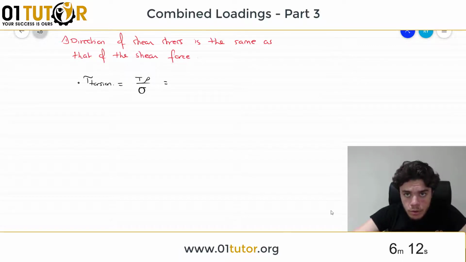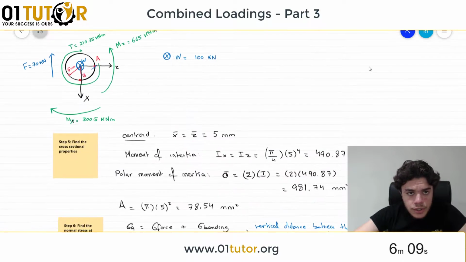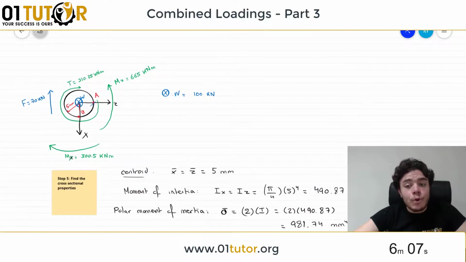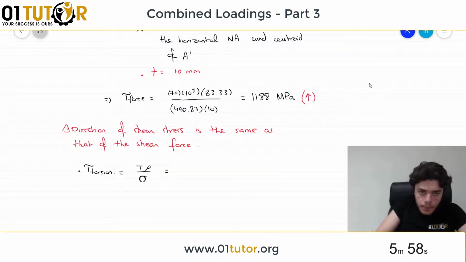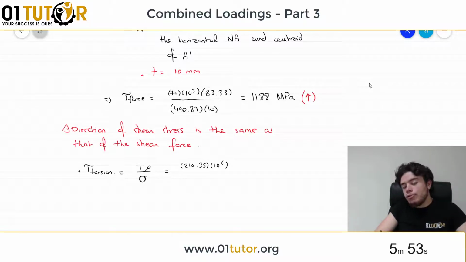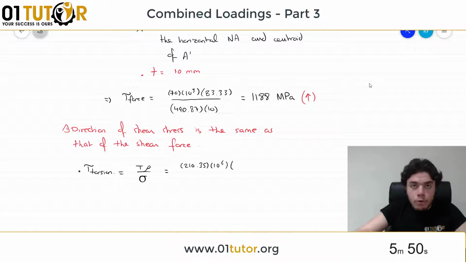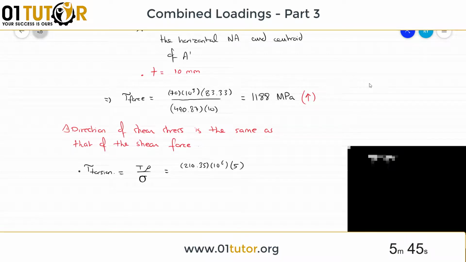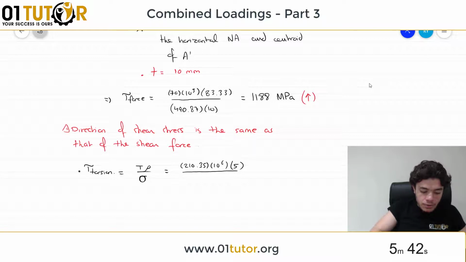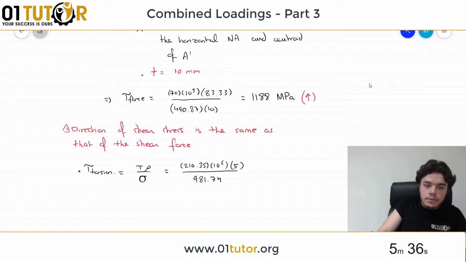T, which is the torsion, we know the direction of the torsion, and we know the magnitude of the torsion, which is equal to 210.35, very big. So here it's going to be 210.35 multiplied by 10 to the power 6, again from kilonewton meter to newton millimeter, multiplied by rho, which is the radial distance between the center and point A, which is equal to 5, the radius, over J, which is equal to 490.87 times 2, 981.74. Very simple. So we calculate this.